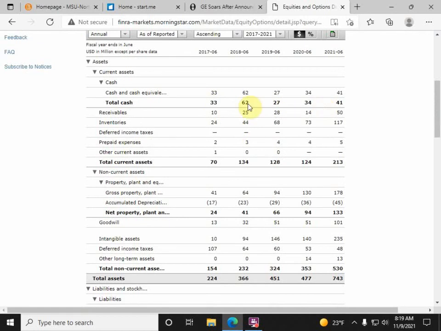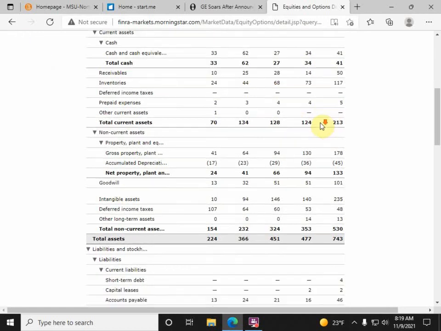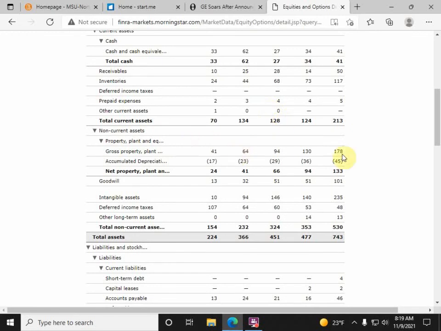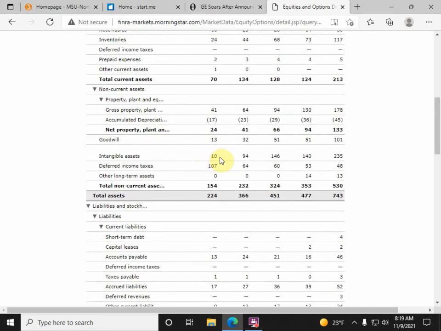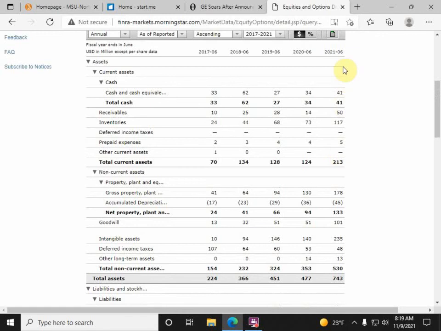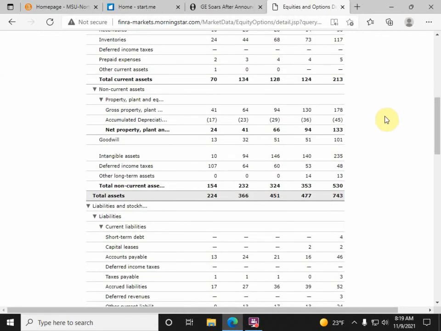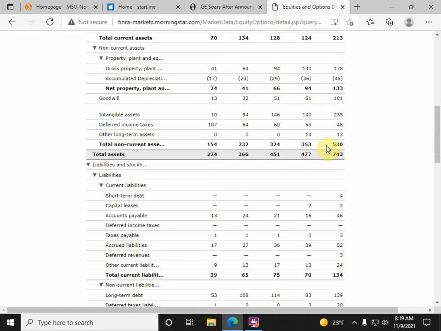Not a ton of changes. They've had a few ups and downs in their total cash, but not a ton. We see some growth here in some of the current assets, again the receivables and inventories, but that's kind of commensurate with what their growth has been in terms of sales and whatnot. Same thing, gross property plant. Looks like we had some bumps here, okay, that could be kind of interesting. Some intangible assets took a pretty good jump here in 2021. Their year end is June. So something maybe happened there. We're going to have to take a look at that, right?